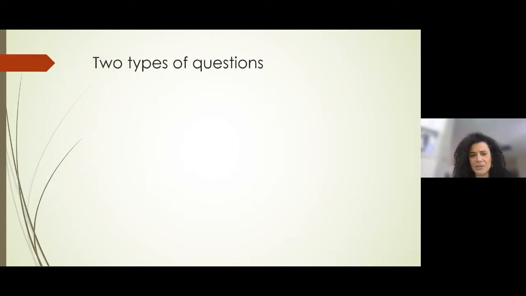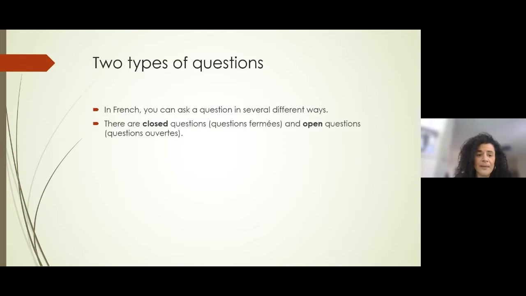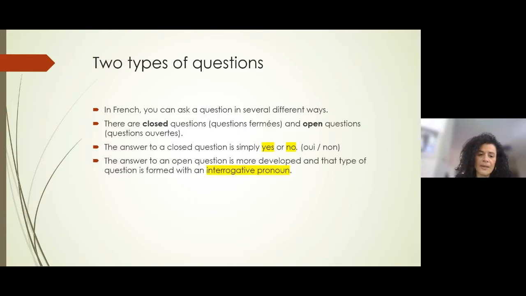So in French, you have two types of questions. You can ask a question in several different ways. There are closed questions, we say questions fermées, and open questions, questions ouvertes. The answer to a closed question is simply yes or no. In French, oui, non. And the answer to an open question is more developed, and that type of question is formed with an interrogative pronoun. And for each type of question, there are at least three structures.